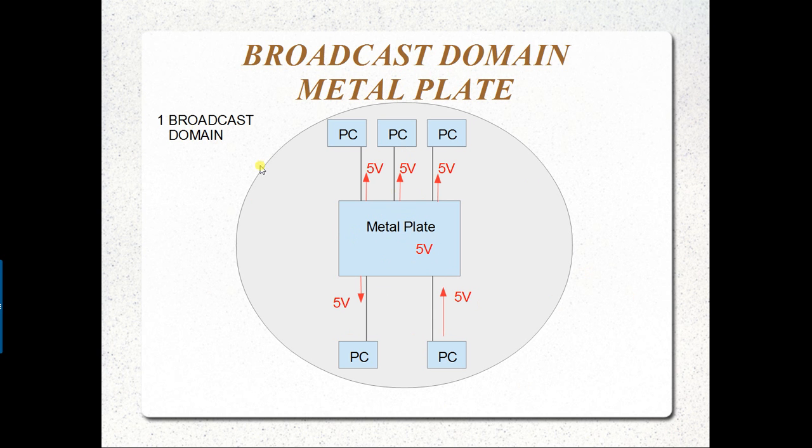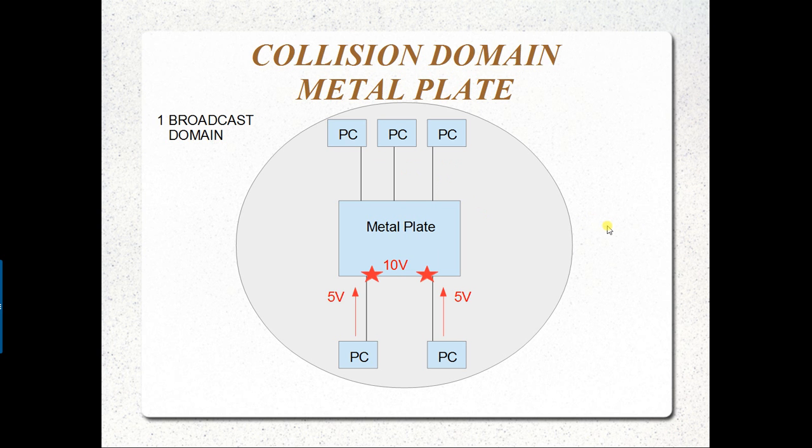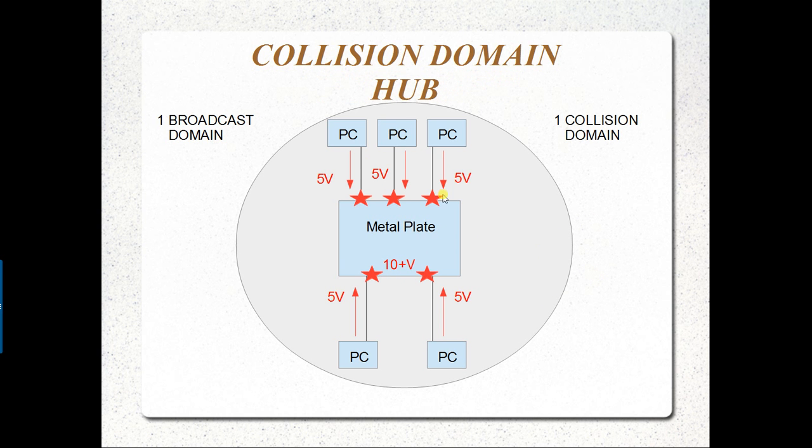That's one broadcast domain. Everything that received the transmission from this PC is in one broadcast domain. Okay? Well, that's pretty good, but what happens if this PC and this PC transmit at the exact same time such that they both land here, and now it's 10 volts? Now the potential on this plate and at every PC is 10 volts, so the message is corrupted. It's not usable.